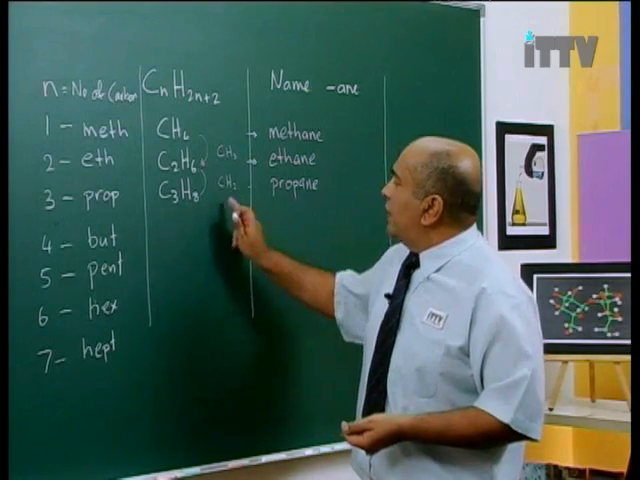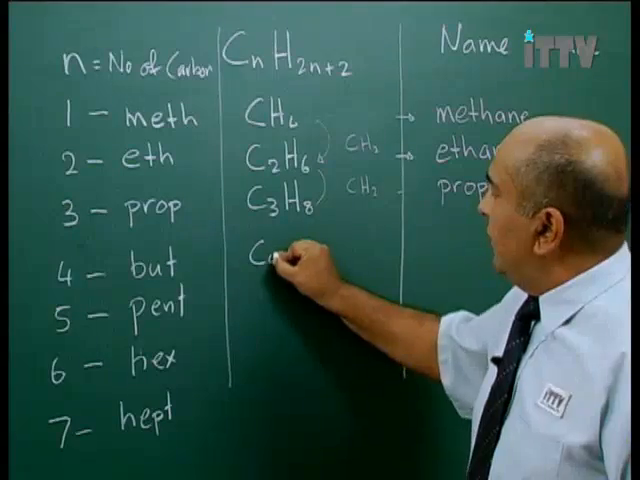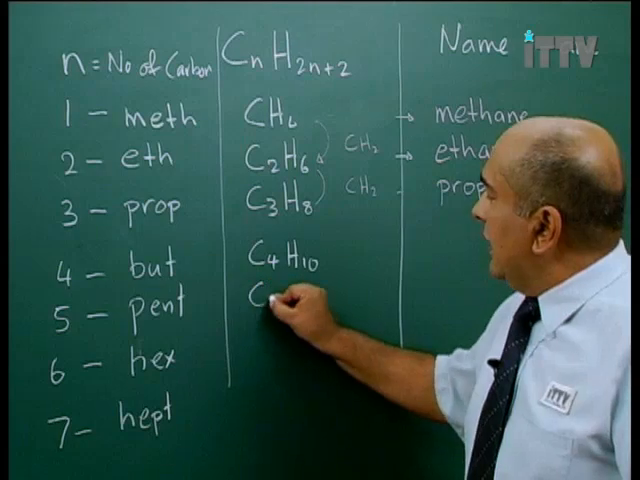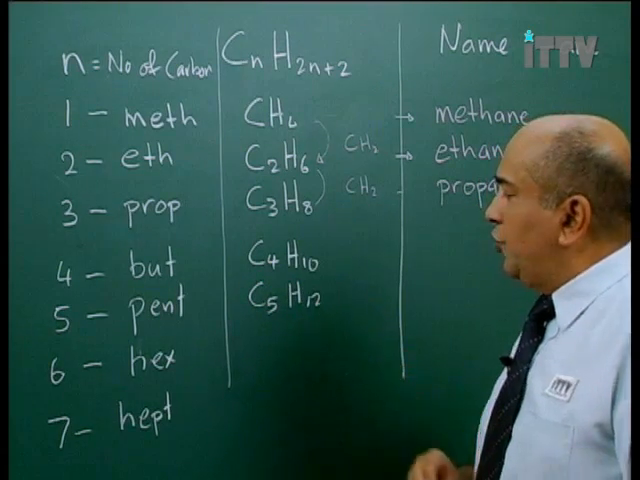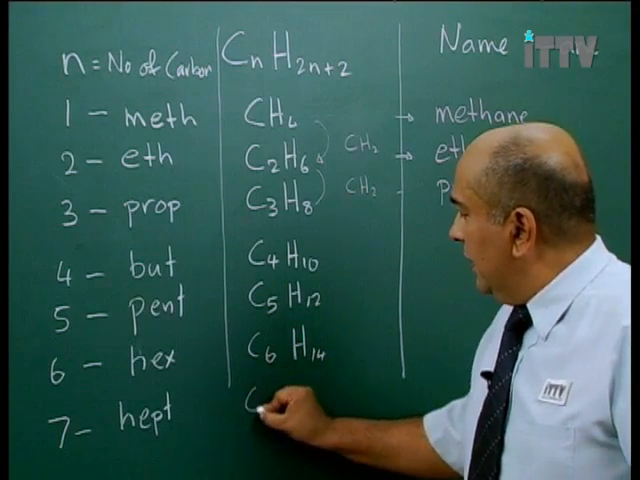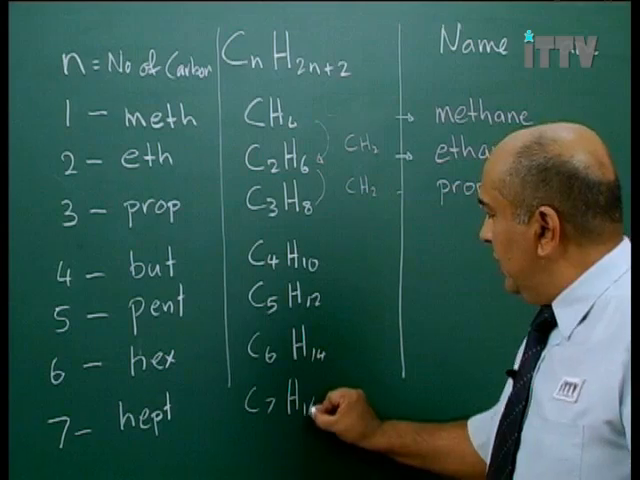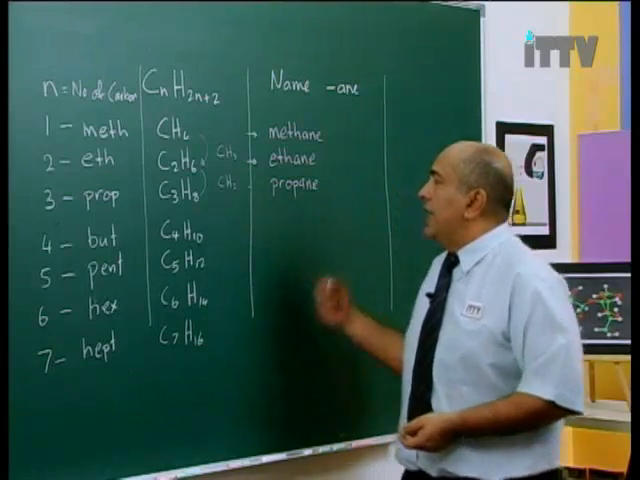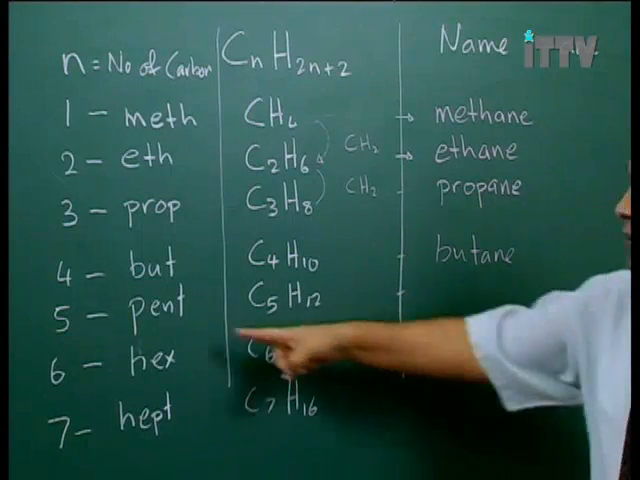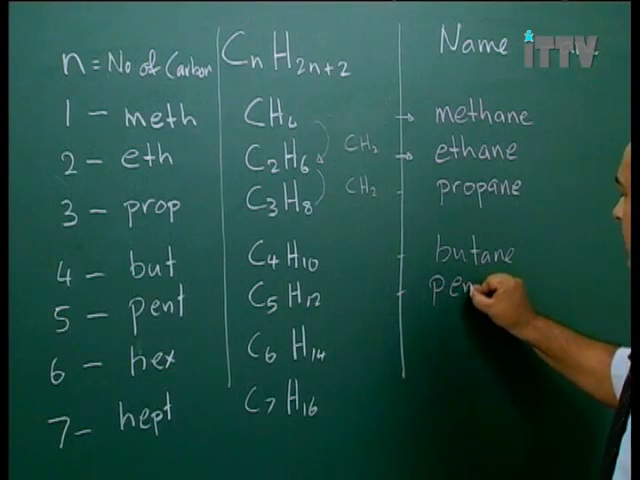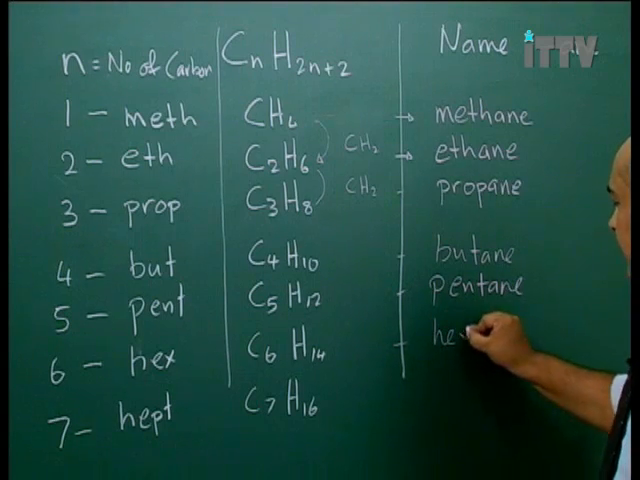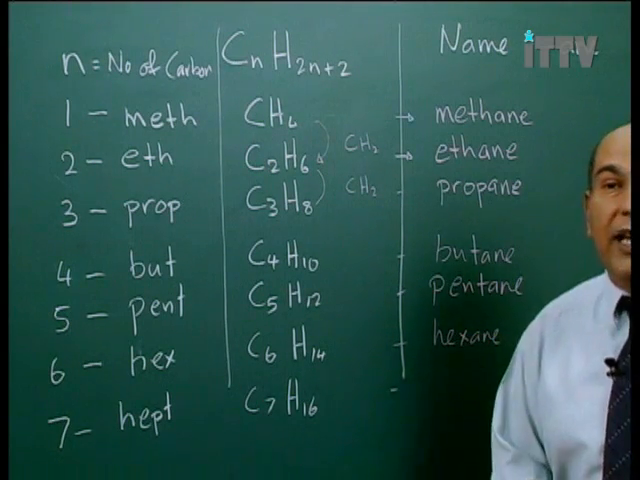Now, just applying this, the next one would be add another carbon. This would become C4H10. Now, if I do that again here, I get C5H12, C6H14, and for hept, C7H16, like so. And what would their names be? For but, I would get butane. For pent, which is 5, I would get pentane. And for 6, I will get hexane. And if I had 7, I would get heptane.